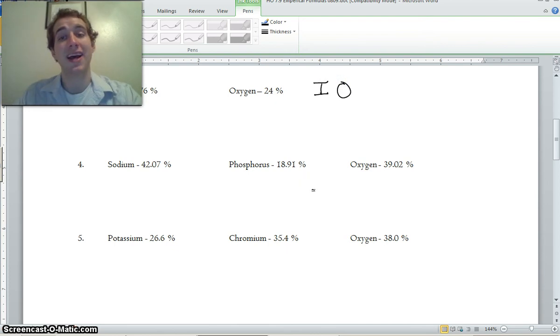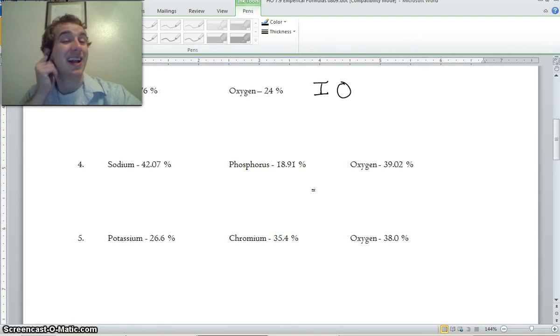The part we don't know is how many I's and how many O's. That's okay. We've got percentages. We can change that into our subscripts. Remember your 4 steps. Percent to mass, mass to moles, divide by small, multiply till whole. Now we haven't done that first step before, that percent to mass. But here's the good news. It is my favorite step ever.